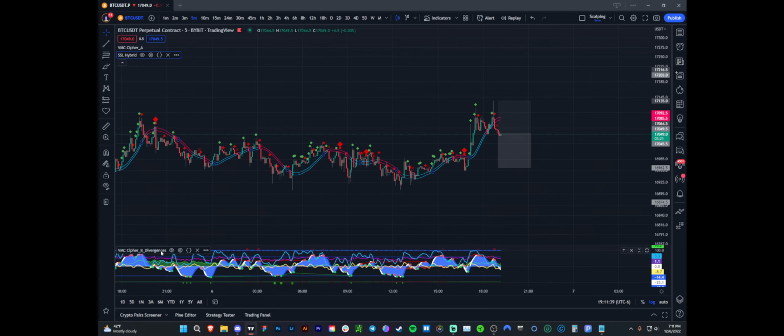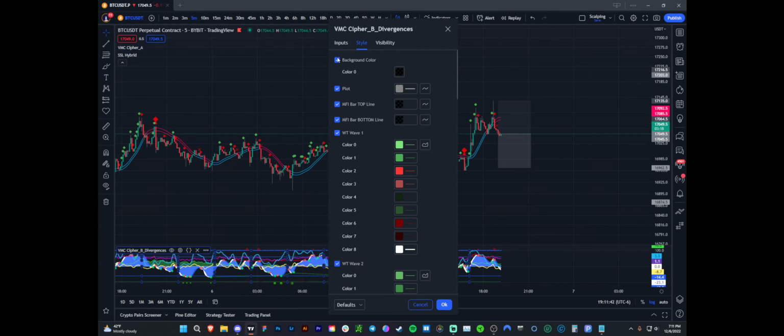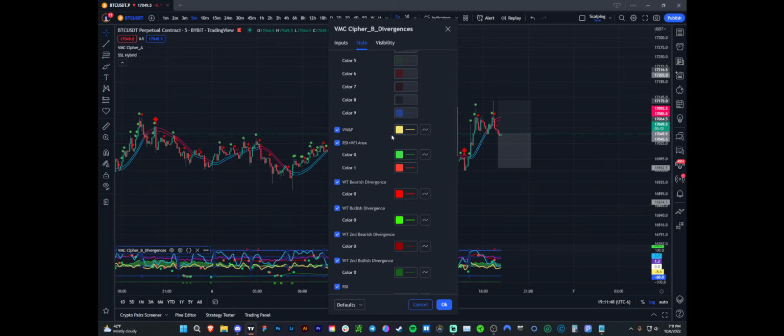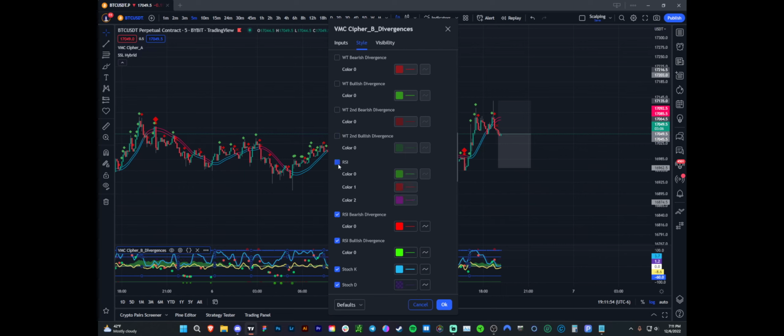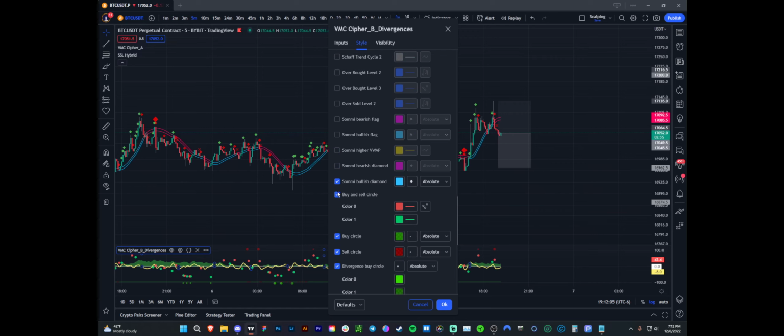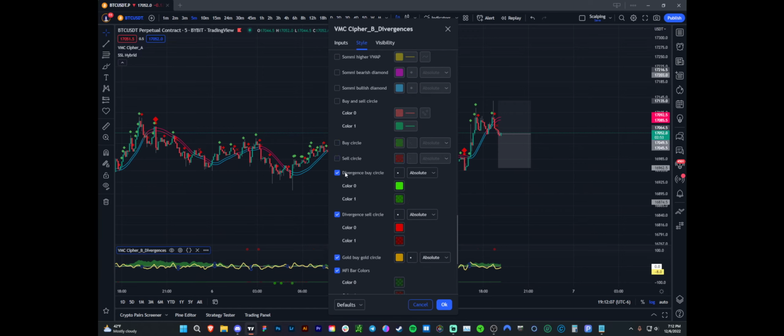Lastly, let's go to Cipher B, and we're going to want to turn off background color, all of these. We're going to turn off quite a bit, all these momentum waves. Oh, keep VWAP on. We're going to want to turn off the RSI, all these divergences, turn all this off. You do not need any of this. I know there's quite a lot, but let's turn all this off.